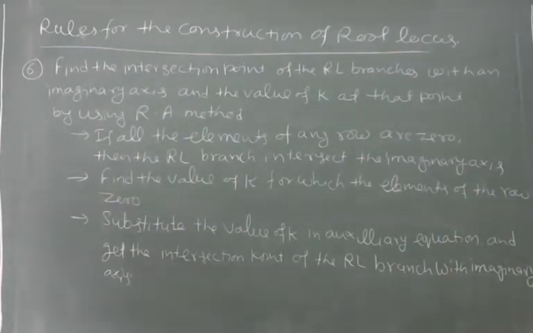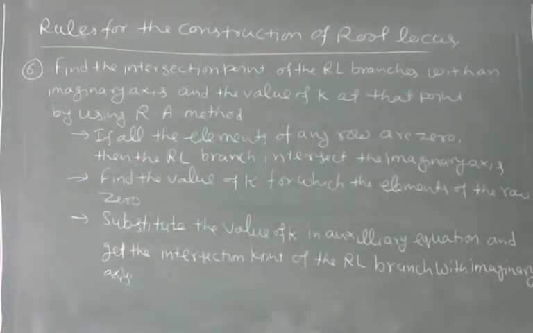And what is the process? It is written here. If all the elements of any row are 0, then the RL branch intersects the imaginary axis. If any row has all the elements 0, then only we can say that the roots of the equation lie on the imaginary axis.